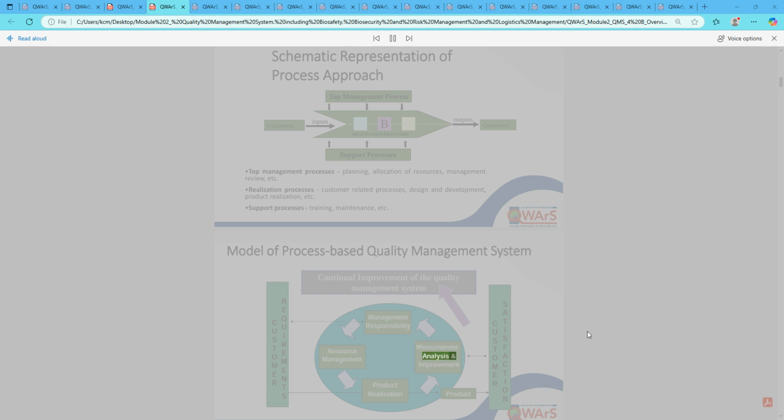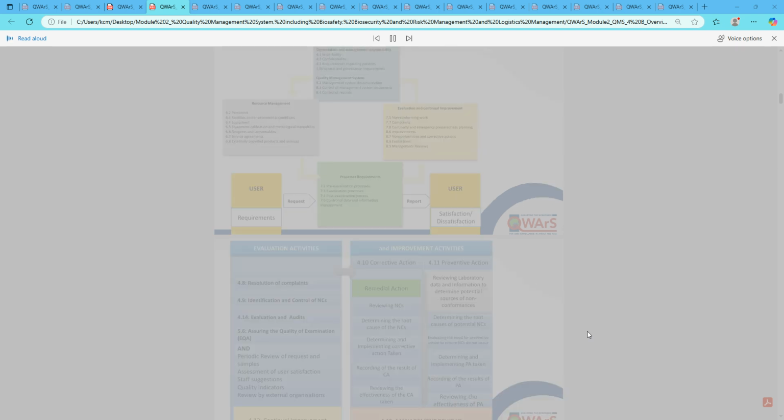Measurement, analysis and improvement. Organization and management responsibility. For Point 1, Impartiality, 4.2 Confidentiality, 4.3 Requirements regarding patients, 5 Structural and Governance requirements. Resource Management. Quality Management System. 8.2 Management System Documentation, 8.3 Control of Management System Documents, 8.4 Control of Records.